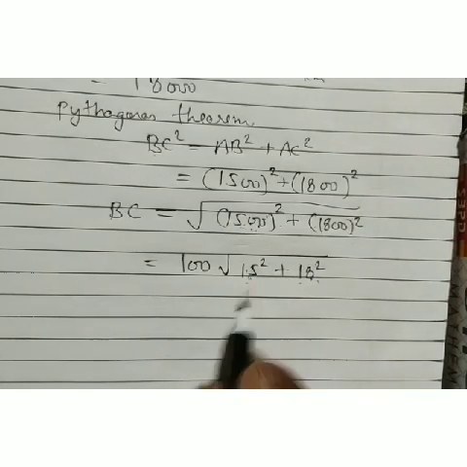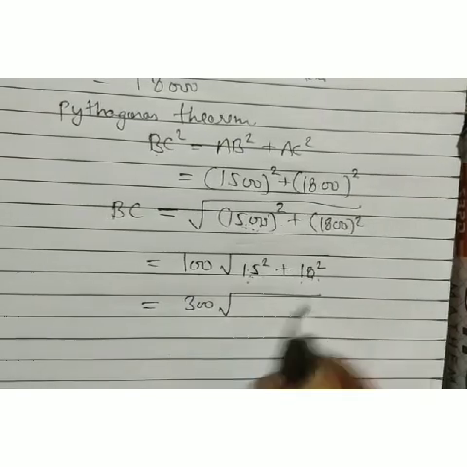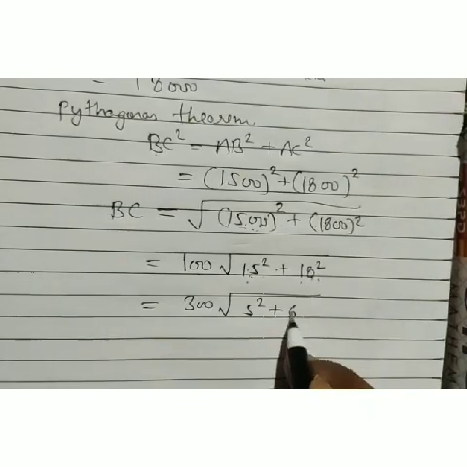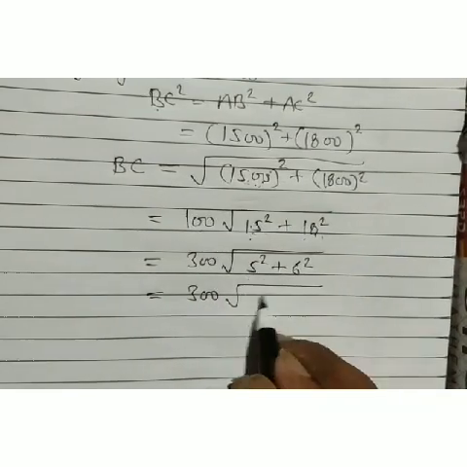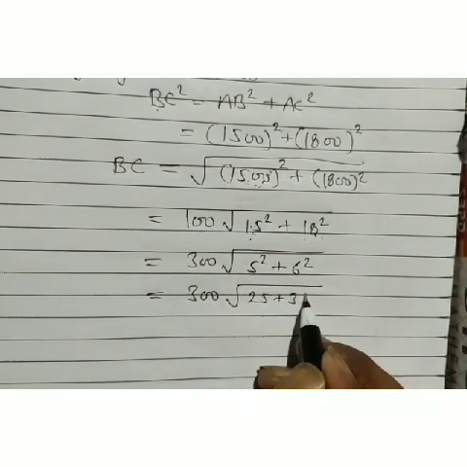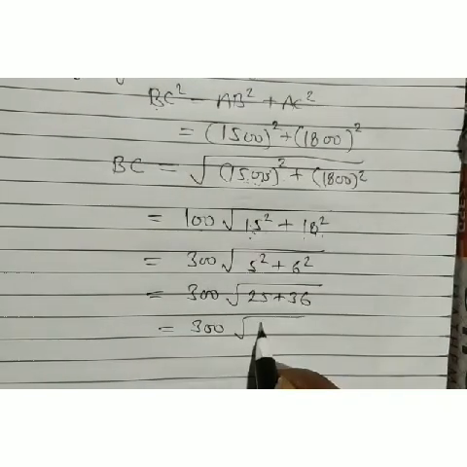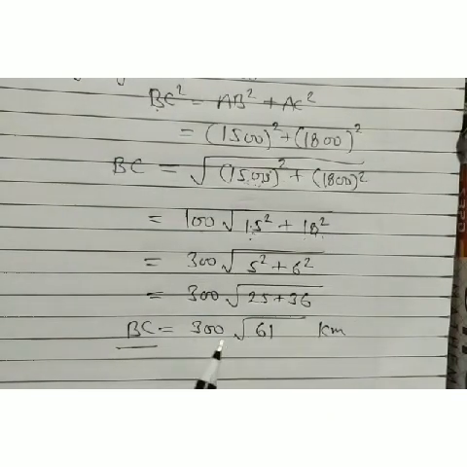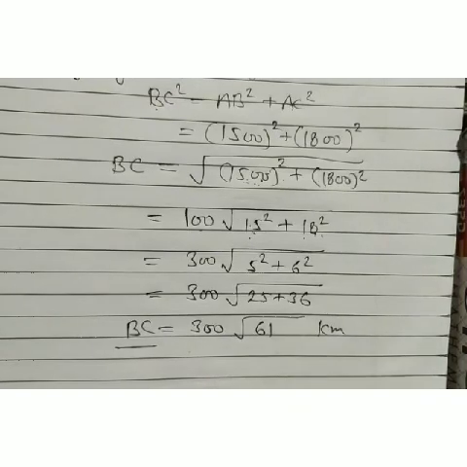We take 3 square common there. Then we have 3 into 100, which is 300, and we are left with 5 square plus 6 square. Now we have 300 into the square root of 25 plus 36. Then we get 300 into the square root of 61. This is our required result. This is our BC, 300 root 61 km. Hence the required distance between the two planes is 300 root 61 km.